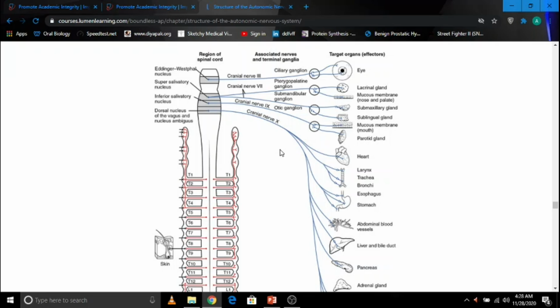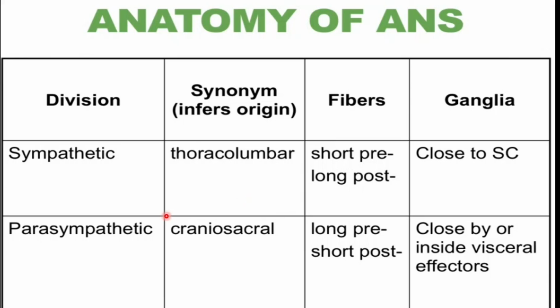Whereas in the sympathetic nervous system, the preganglionic neurons are short and the postganglionic neurons are long. So there is a difference between the sympathetic and the parasympathetic nervous system. The sympathetic nervous system arises from the thoracolumbar region of the spinal cord, whereas the parasympathetic nervous system arises from the craniosacral region of the central nervous system.